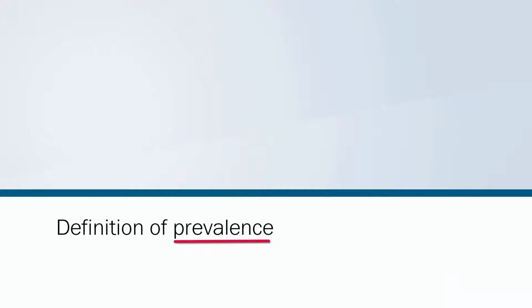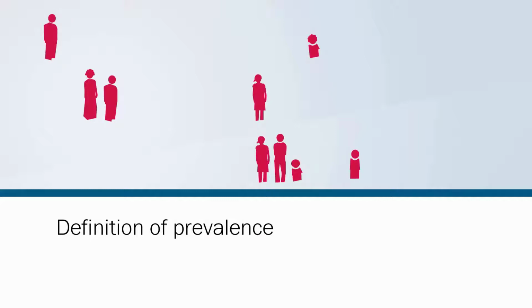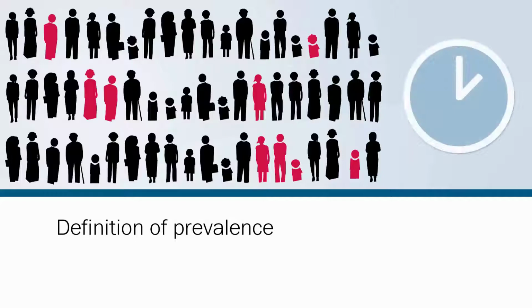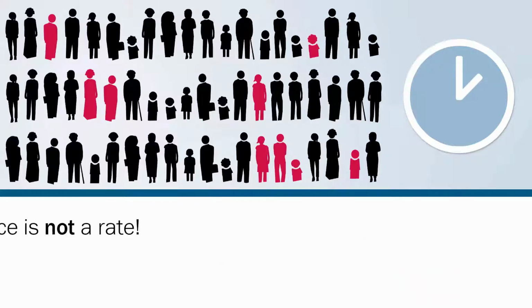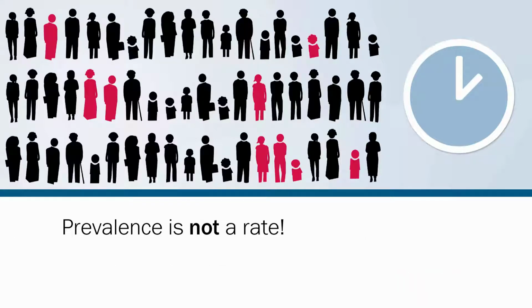It is defined as the measure of how many people have a disease or health condition in a specific population at a given time. Prevalence is usually stated as a percentage of the total number of people in the population being studied. For example, the prevalence of blindness in the Gambia in 1996 was found to be 1.3%. It is important to remember that prevalence is not a rate.